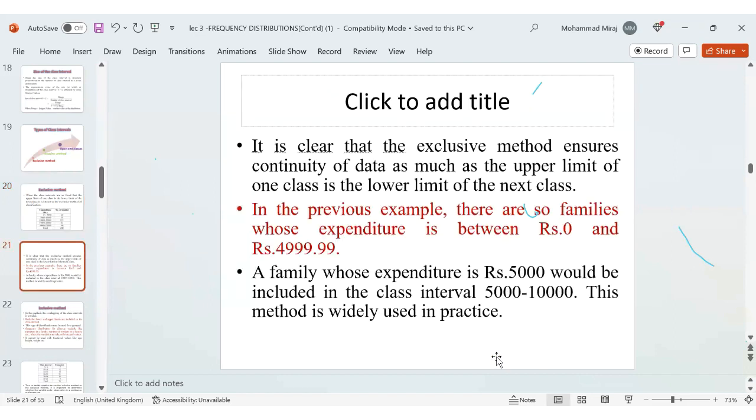So it is clear that the exclusive method ensures the continuity of the data, as the upper limit of one class is the lower limit of the next class. So in this way, from 0 to 4,999.99, then 9,999.99. If decimal places also come in and make a difference in the value, then definitely you take the whole range. Is it clear? So this is again widely practiced.